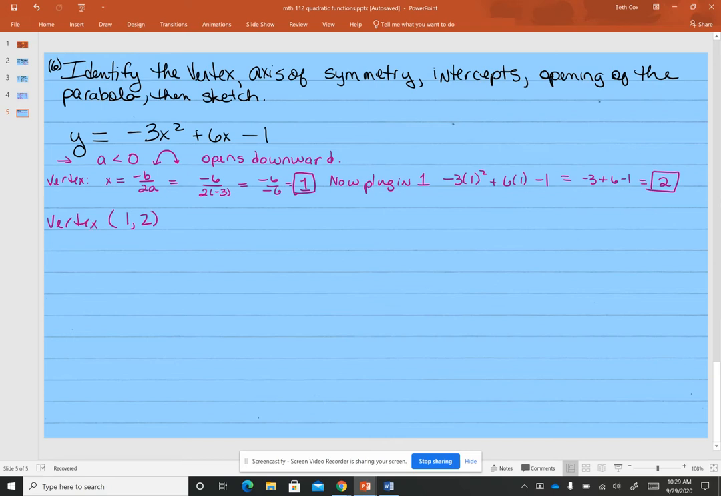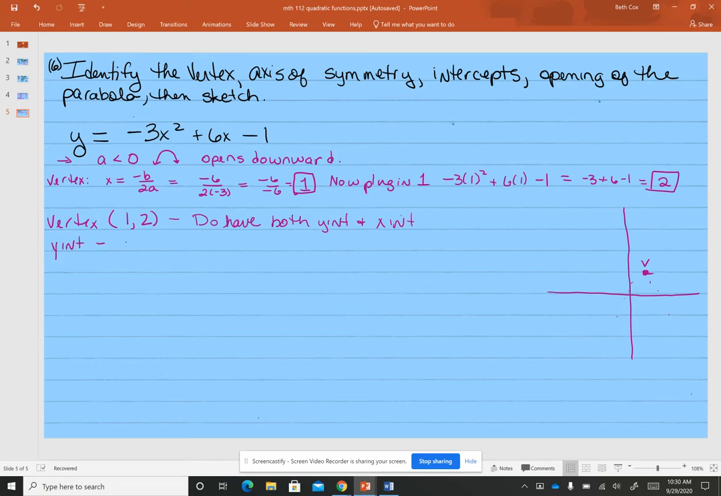Now I can go ahead and start thinking about graphing this now that I have a point. And so it opens downward. My vertex is (1, 2), and it opens downward. So I am going to have an x-intercept and a y-intercept. Okay, I do have both y-intercepts and x-intercepts. Okay, so now let's do the y-intercept.